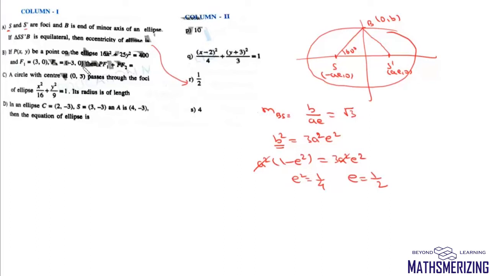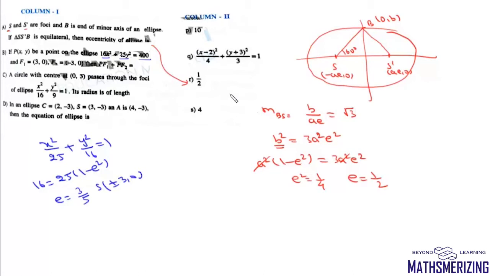Now question B, it says, let P be a point on this ellipse, which is 16x square plus 25y square equals to 400. So we'll get x square upon 25 plus y square upon 16 equals to 1. Now for this ellipse, if we find its eccentricity, it will be 16 equals 25 into 1 minus E square. So value of E will be 3 by 5. So we'll write its focus. It is plus minus AE comma 0. So it is plus minus 3 comma 0.